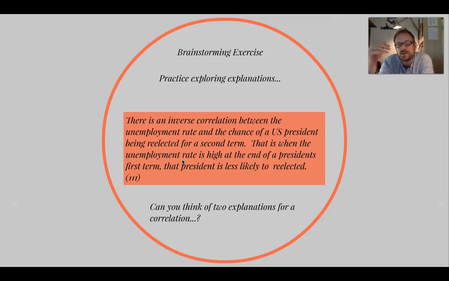And so now our question, if we're going to evaluate this, is to think: can we think of two explanations for why this correlation would potentially be there? Why is there a correlation between unemployment rate and whether or not presidents get elected or unelected?